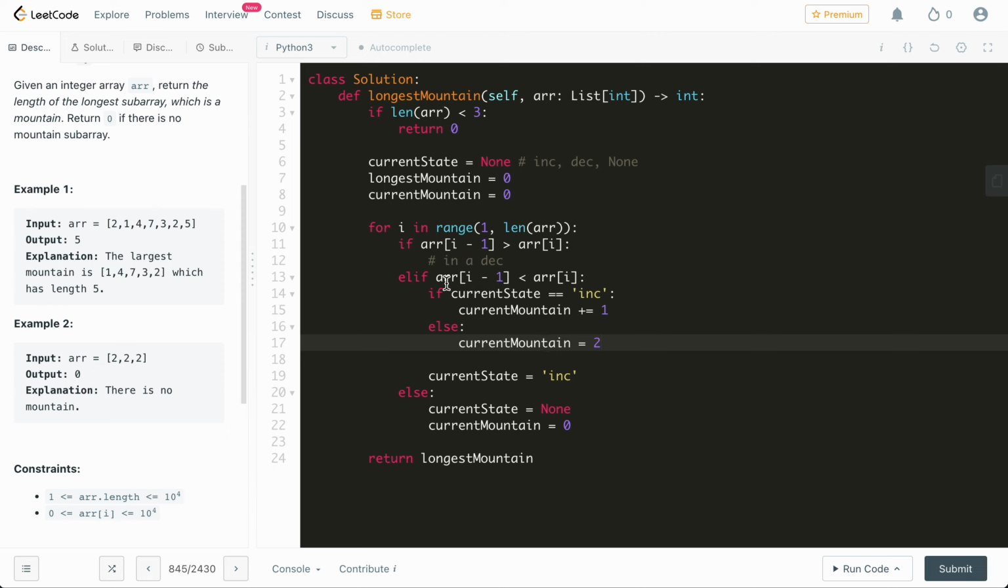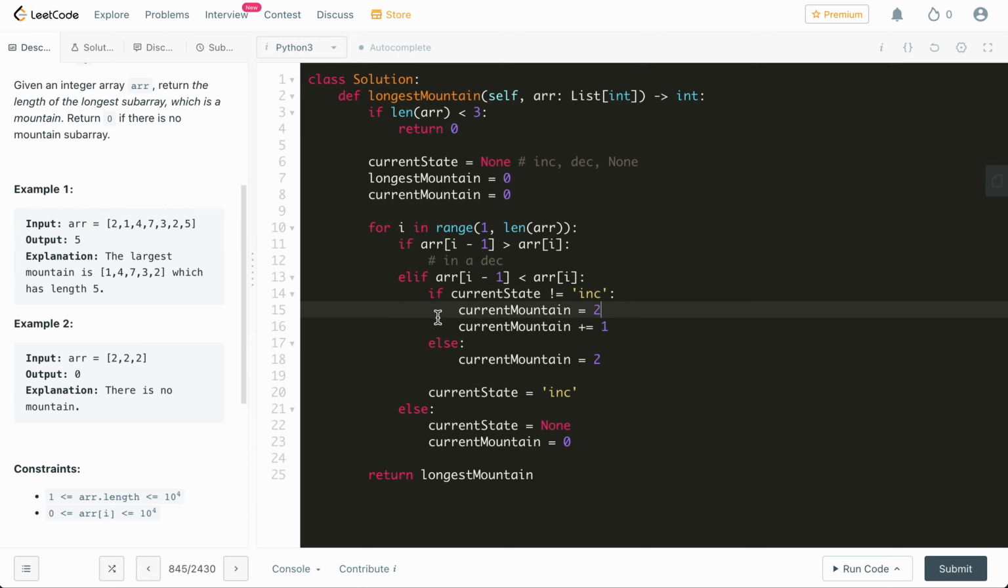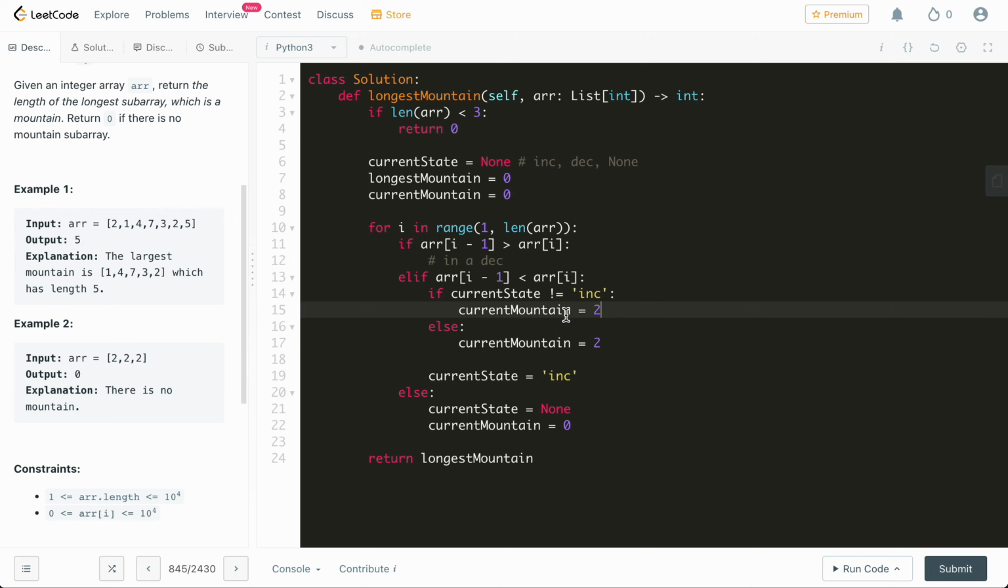And then we're going to be setting, so basically it may even make more sense to say if it's not in an increase. So the first time that we see an increase but we're not in an increasing mode, then we're going to want to set the current mountain equal to 2. Otherwise, we have already been in an increasing mode. We want to just continue incrementing our current mountain by 1. Okay, hope that makes sense.